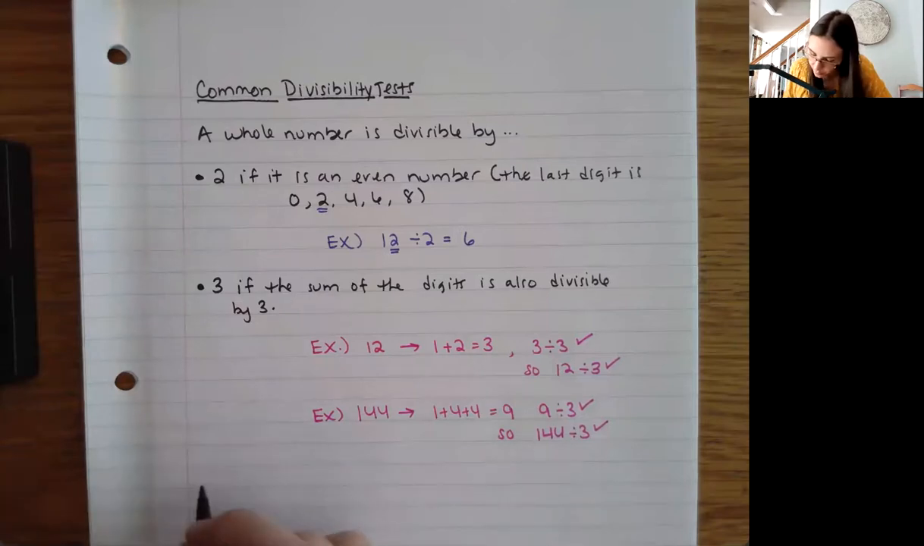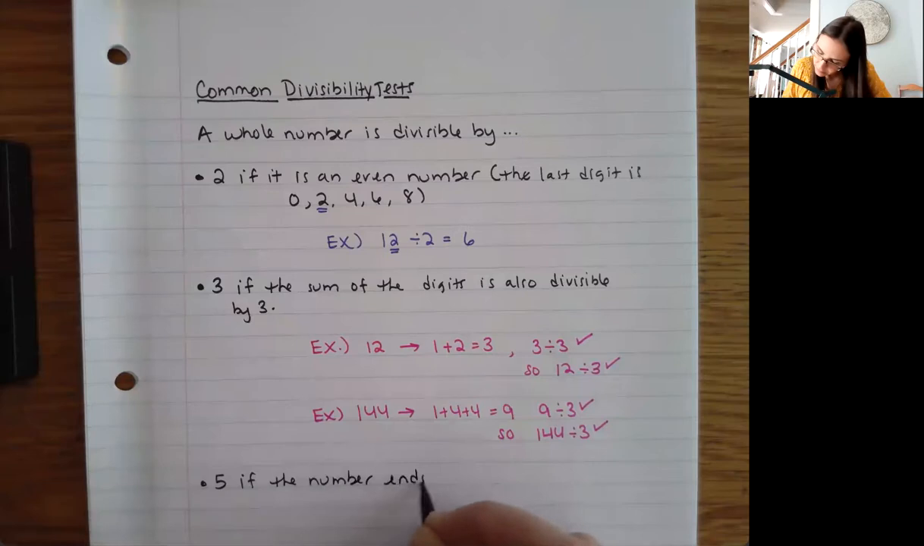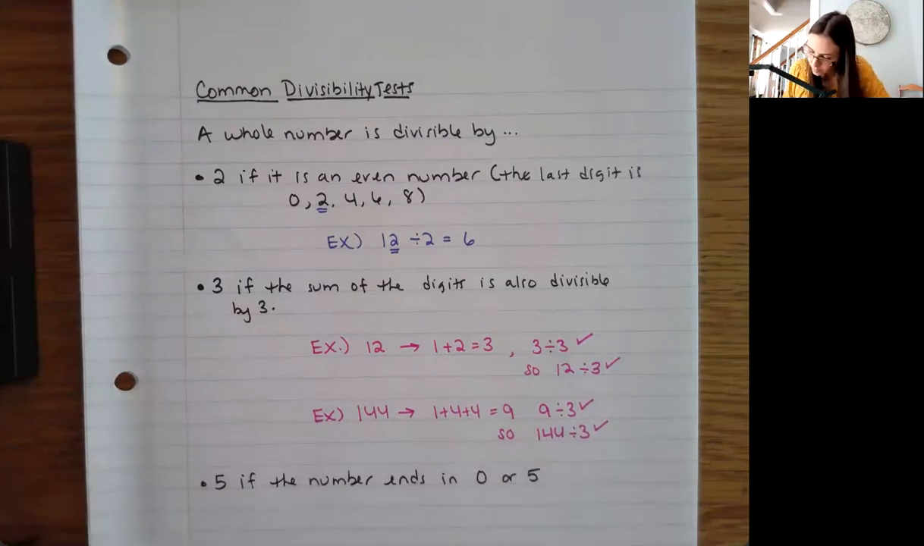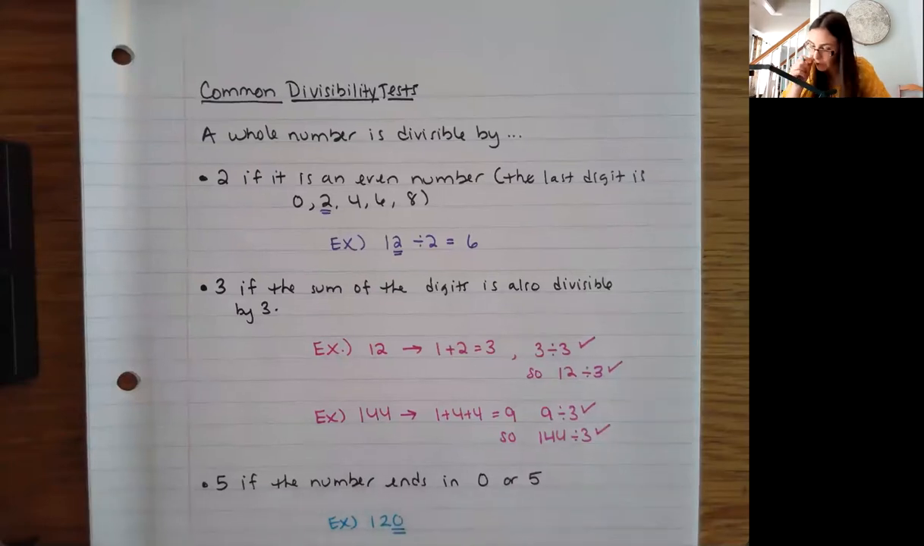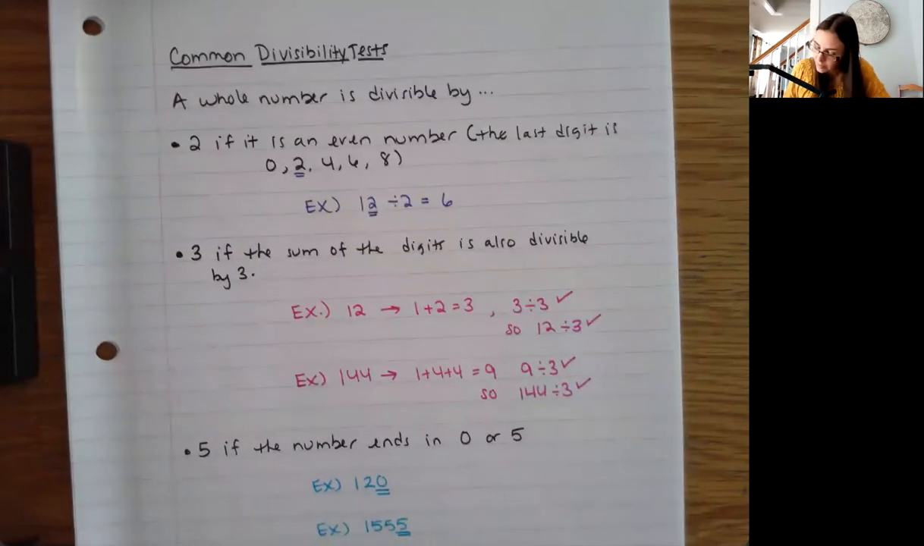And a third divisibility rule is 5. You're divisible by 5 if the number ends in 0 or 5. So for example here, something like 120 ends in a 0, so it is divisible by 5, or something like 1,555 is also divisible by 5 because it ends in a 5.